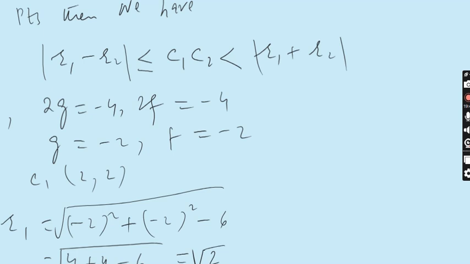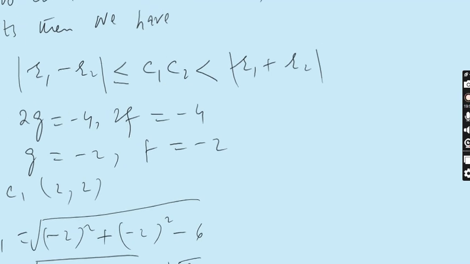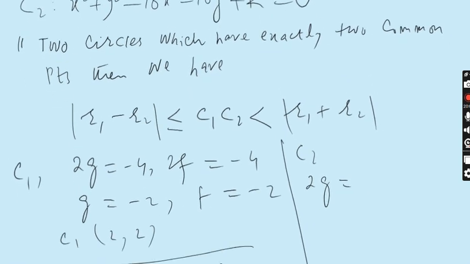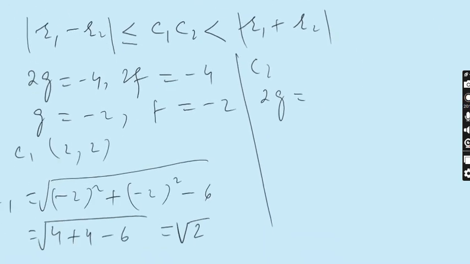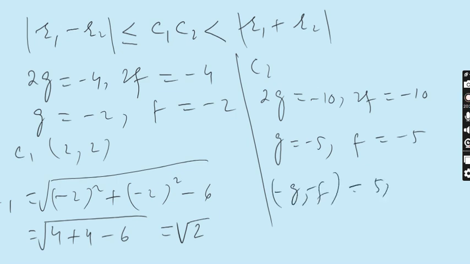Next, find the center of the second circle. So for C2 we have to find 2g. What is the value of 2g in C2? Minus 10 and minus 10. 2g is minus 10 given, and 2f is also given minus 10. So g is equal to minus 5, f is equal to minus 5. So minus g, minus f is equal to 5 comma 5.